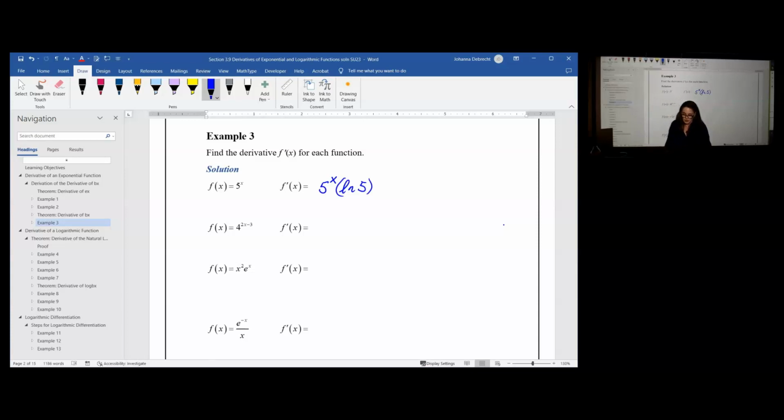For the second one, we have 4 raised to a power that is a function of x, 2x minus 3. To find the derivative, we end up with exactly the same exponential, 4 to the 2x minus 3, times the derivative of that power. This is the chain rule. The derivative of 2x minus 3 is 2, so I end up with a 2 times 4 to the 2x minus 3.